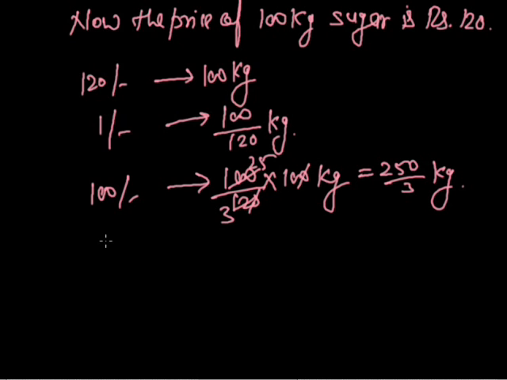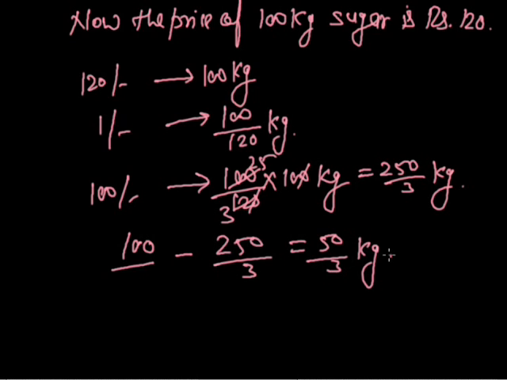First I was getting 100 kg of sugar and now I am getting 250 upon 3 kg of sugar. So the change in sugar is 100 minus 250 upon 3, that is 50 upon 3 kg. Since it is out of 100 itself, the percentage will be 16 and 2 by 3%.